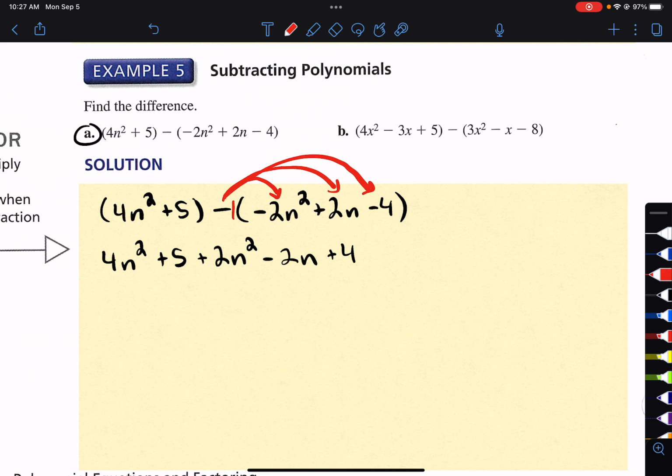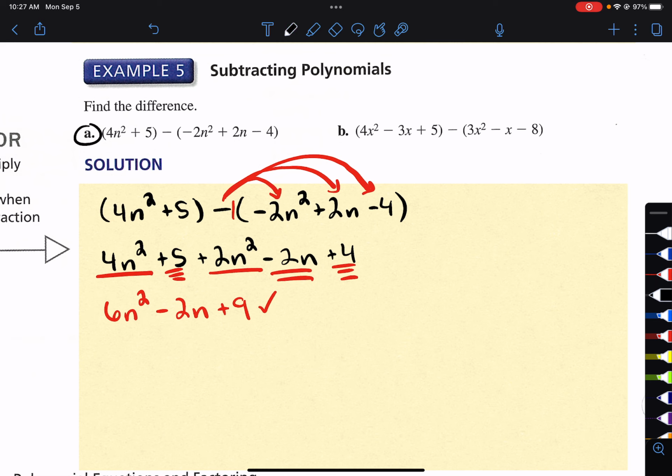Now I can combine like terms. So 4n squared, that's my biggest exponent, is a 2. So I'm going to combine that with the 2n squared, and that is 6n squared. Now I look for just regular n's. Minus 2n, I think that's my only one. And then I've got plus 4 and plus 5. So that becomes plus 9. And I'm in standard form. I wrote them in the right order, so I'm done.